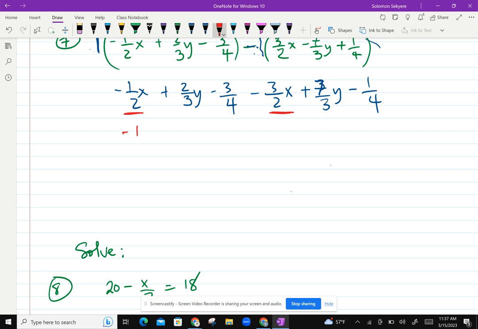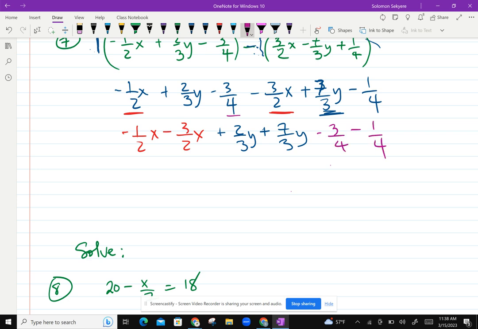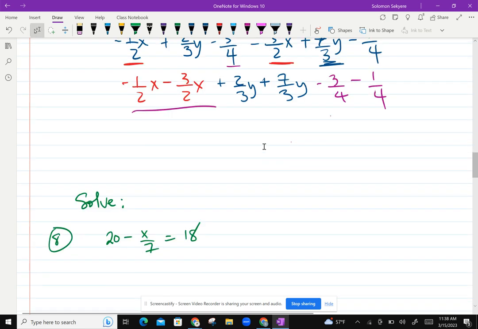So I'll have negative 1 over 2x minus 3 over 2x, right? And then I have positive 2 over 3y plus 7 over 3y, right? And then finally, what do I have? I have negative 3 over 4 minus 1 over 4. That's what you have. So now, see, these are the same denominator. Okay, so just take your time and combine everything.